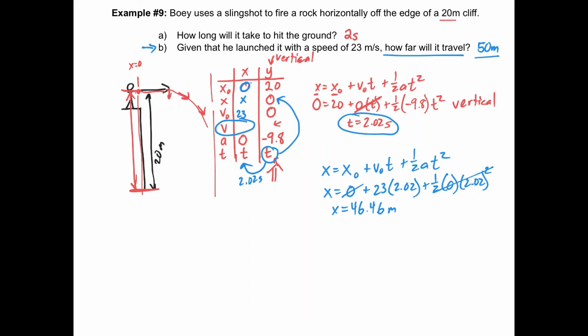There you go. We've been able to solve this problem with two-dimensional kinematics. Remember, the important thing here is that you are keeping the vertical and the horizontal separate. You can't put them in the same equation. You can't put them in the same column of your table. And if you keep them separate, then you're going to be A-okay from here on out.